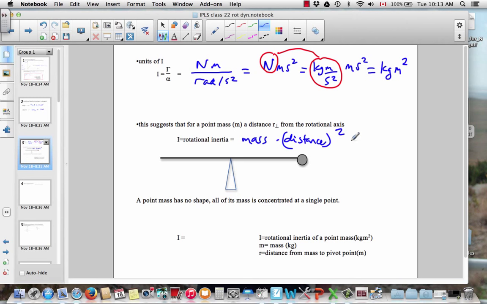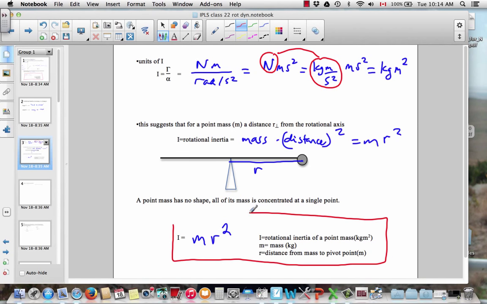Which mass? Well, it's the mass of the rotating object. Which distance? Well, presumably, thinking back to torque, it's the distance the mass lies from the rotational axis or the pivot point. Now, we're going to see later that the inertia does depend on the shape of this object. For now, we're just going to deal with point masses. That's like this one. It has no shape. All of its mass we can pretend is concentrated at a point. So the inertia of a point mass is a mass times the distance squared. The distance is how far the mass is from the fulcrum, the pivot point, or the axis of rotation.